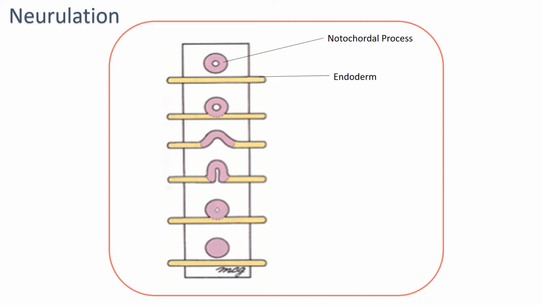Okay, so what is neurulation then? Neurulation is basically the formation of a neural tube from this flat layer of ectoderm. And that's the basis of it. But in order for the neural tube to actually form, something else has to happen first. The notochord has to form. So let's explore how the notochord forms.